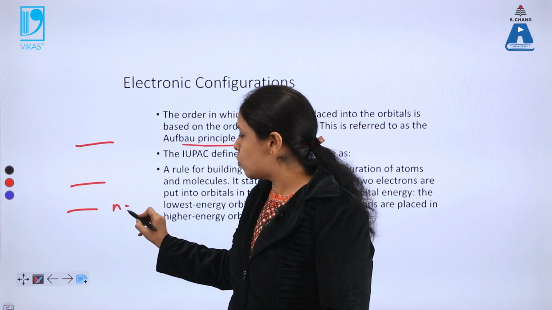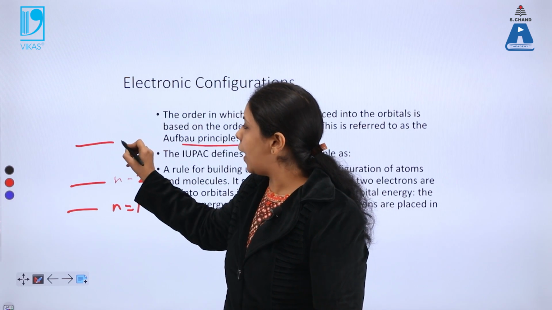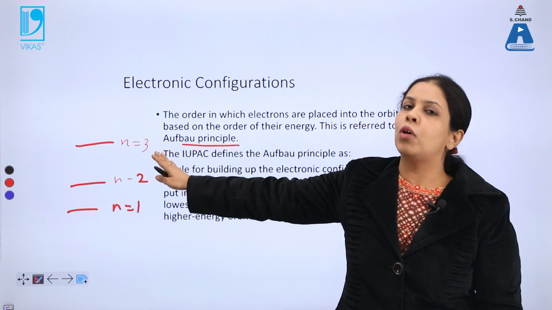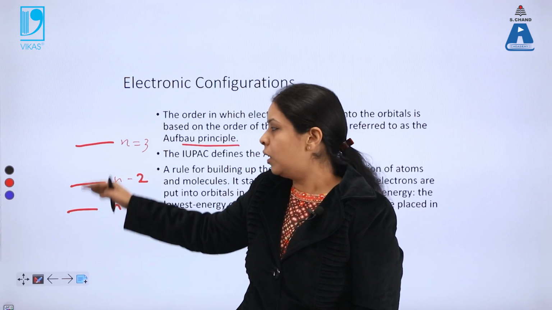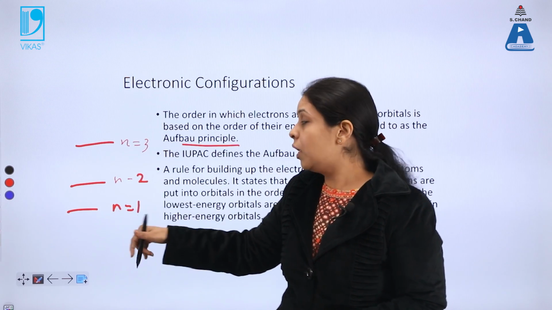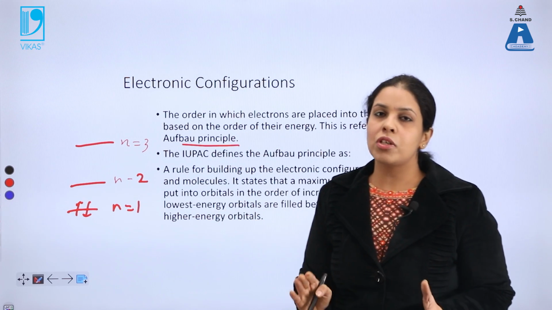So n equals 1 is the lowest energy orbital, then n equals 2, and the last one is n equals 3. Electrons cannot go straight away to the n equals 3 orbital. They have to occupy the lowest energy orbital first. When it is fully occupied, only then can they enter the next higher orbital. How many electrons can come over here? 2 electrons in an orbital, that too with opposite spin.